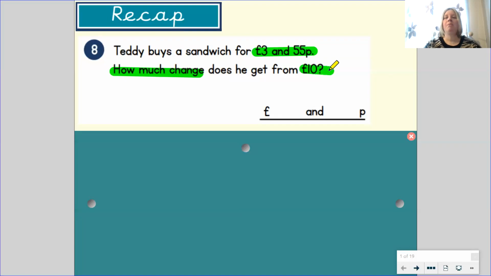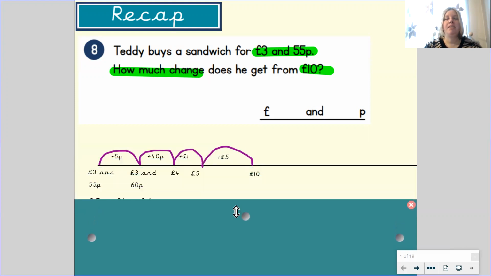I'm going to use a number line to help me to solve the problem. I'd like you to pause the video, draw a number line and have a go at solving the problem. Remember, you start the beginning of the number line at £3.55. Then you need to do jumps on your number line to help you make £10. Pause the video and have a go. Let's have a look and see what I did.